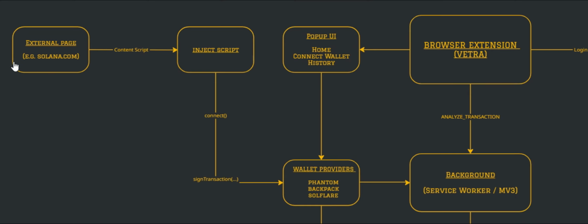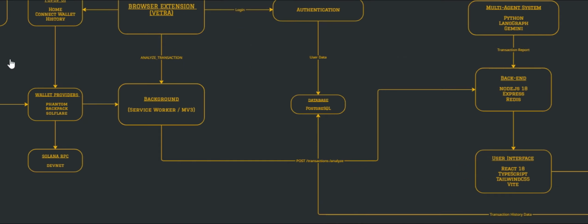From there, the flow is: the pop-up sends Vetra Connect Wallet, then content forwards, then the injected script actually calls connect on the selected provider. We prioritize Phantom, Backpack, and Solflare because that covers the most common Solana users. The wallet itself still talks to Solana RPC. We test on DevNet. Vetra does not replace the wallet RPC.